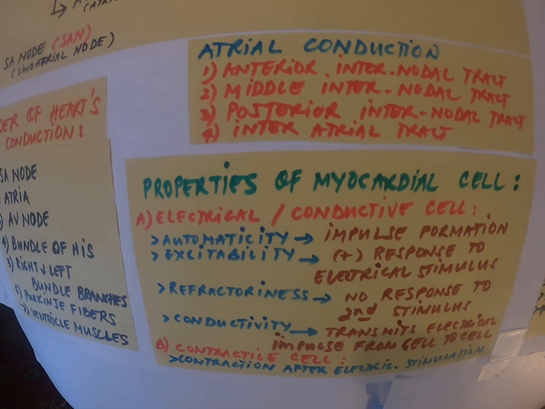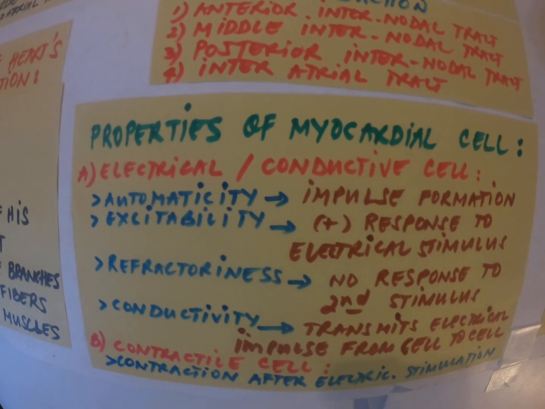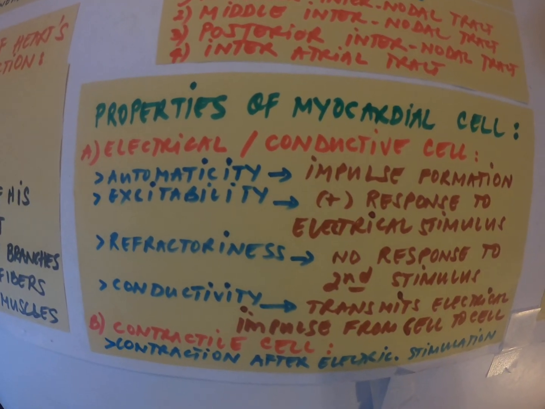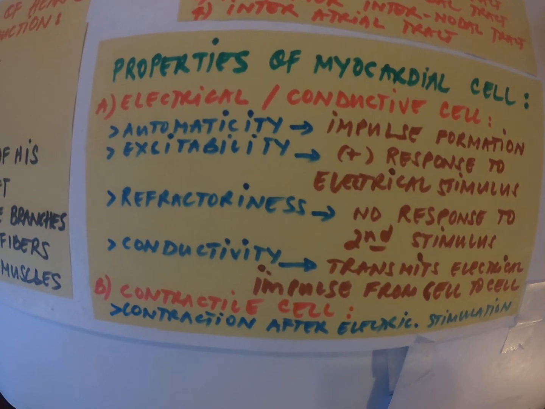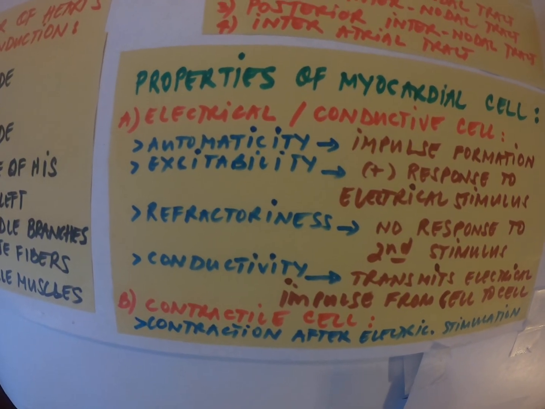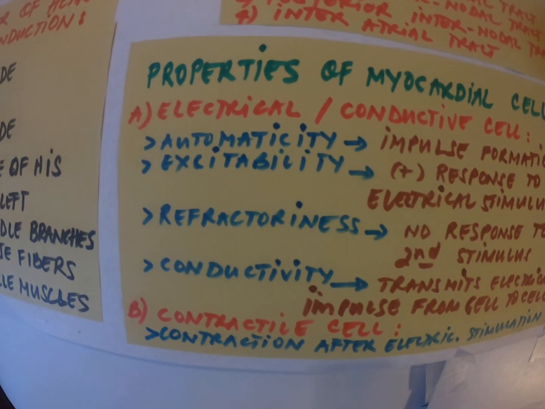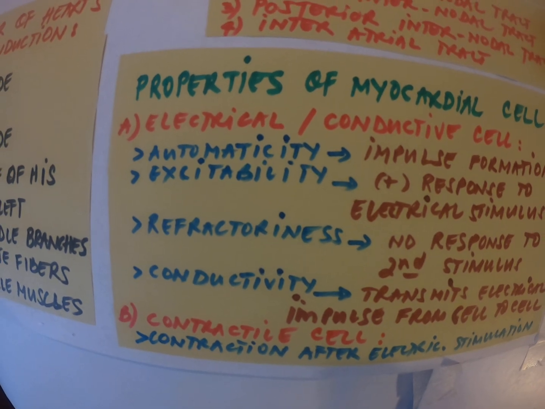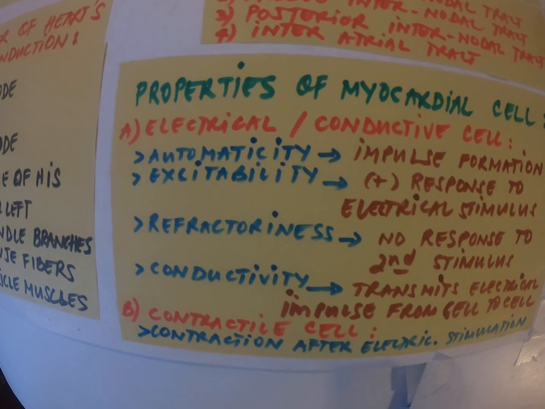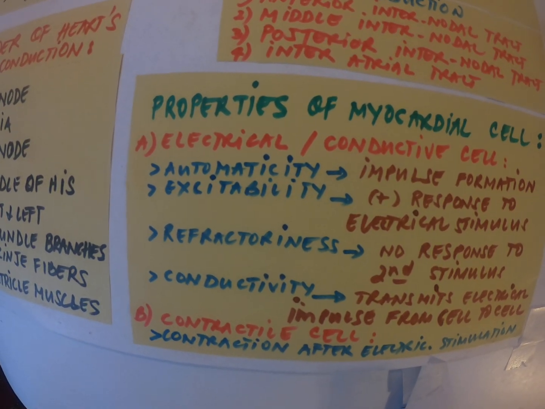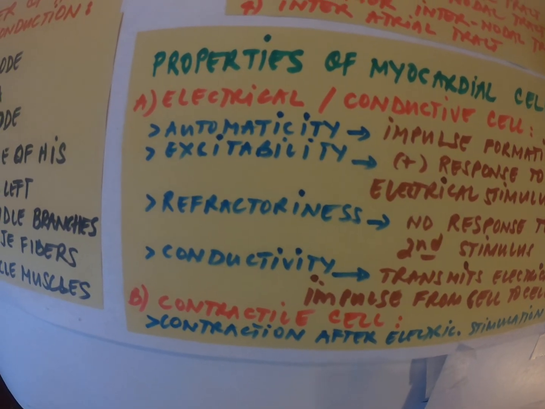So this myocardial cell has properties. We all know that the myocardial cell has electrical or conductive cell and contractile cell. The electrical or conductive cells, they have these properties. Automaticity, they can generate an impulse. An example of that are the pacemakers. The SA node is a pacemaker, which is the highest. The AV node and the Purkinje, but they're slower.